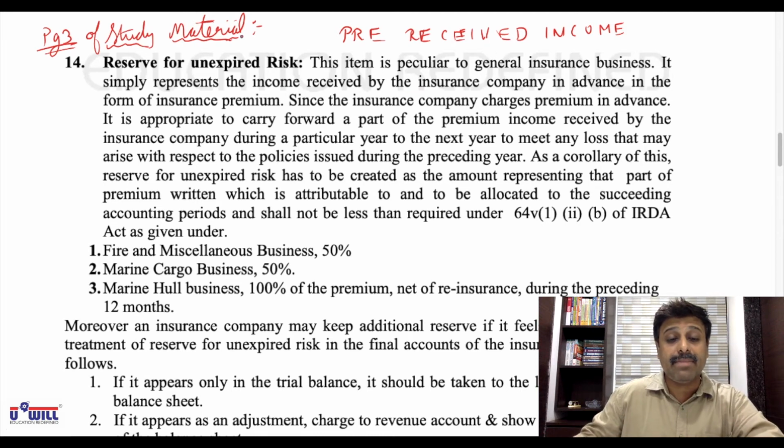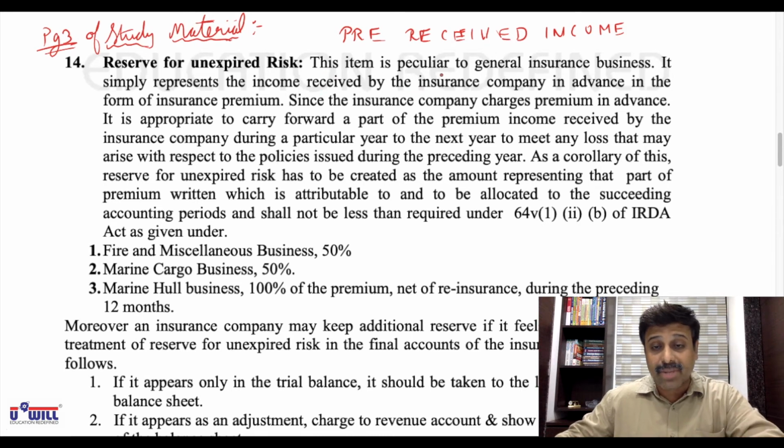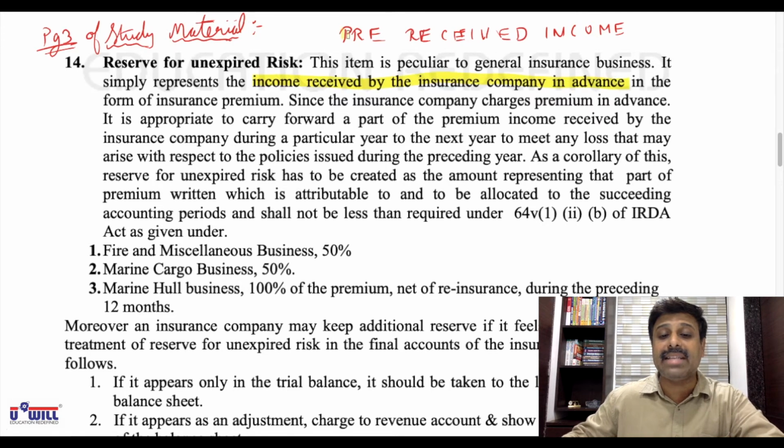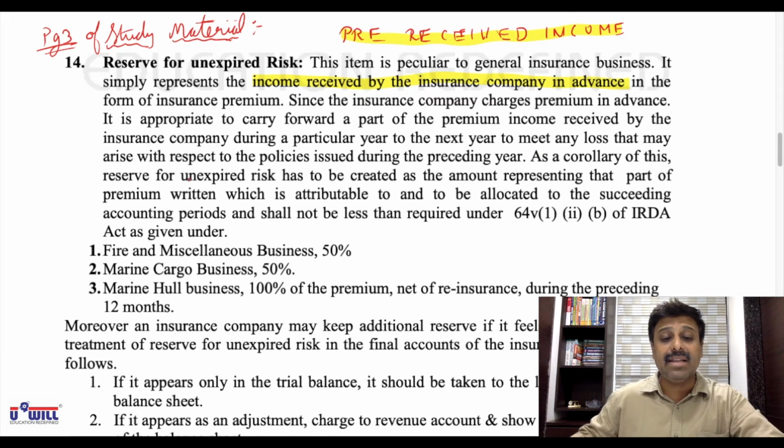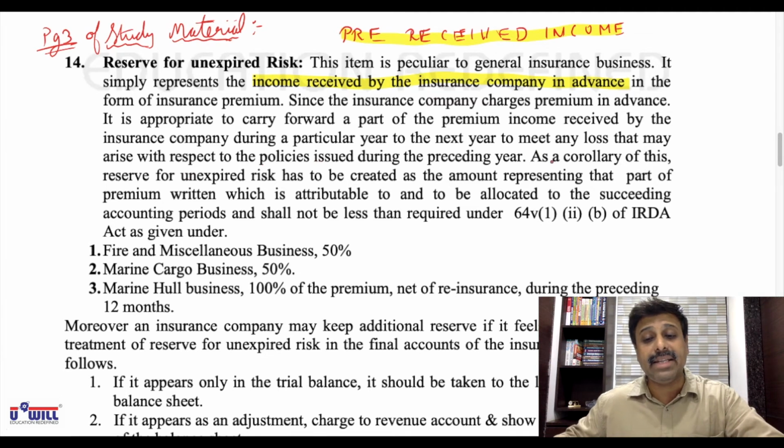So look at page number 3 and understand this point in detail. This item is peculiar to general insurance business only. You don't have this in life insurance. It simply represents the income received by the insurance company in advance, pre-received income in the form of insurance premium. Since the insurance company charges premium in advance, it is appropriate to carry forward a part of the premium income received during a particular year to the next year to meet any loss that may arise with respect to policies issued during the preceding year.